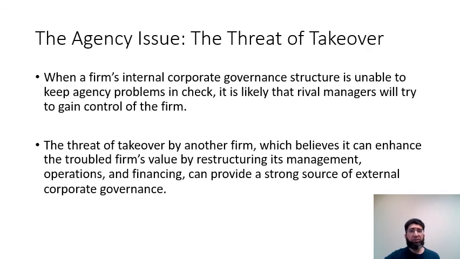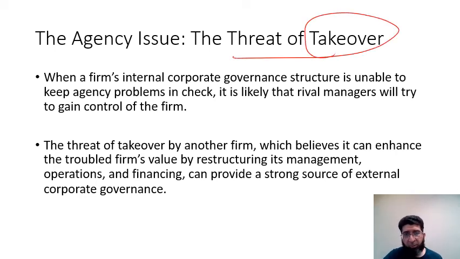Another problem with agency issues is the threat of takeover. If a firm's internal corporate governance structure is unable to keep agency problems in check, it is likely that rival managers will try to gain control of the firm. Hence, we do not want this agency problem to be there. The threat of takeover by another firm which believes it can enhance the troubled firm's value by restructuring its management, operations, and financing can provide a strong source of external corporate governance. So it's also possible that if there is too much agency problem, a takeover can actually help the company to remove this agency problem and start flying.